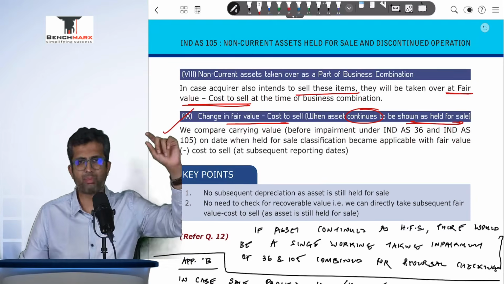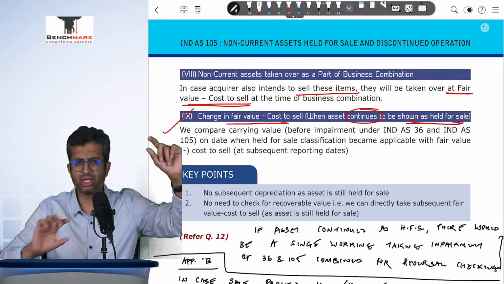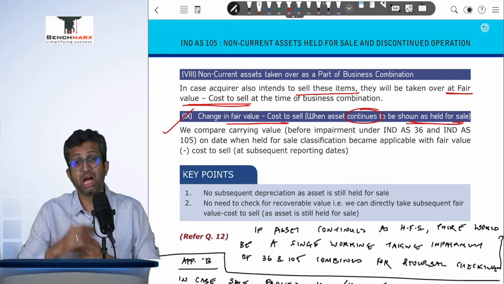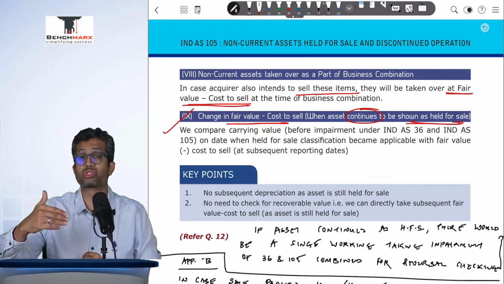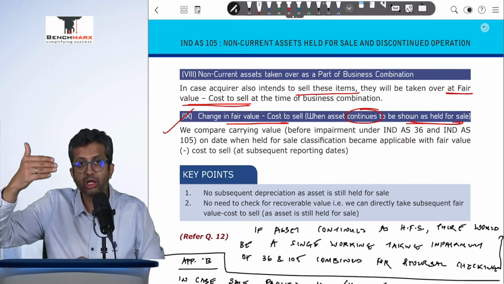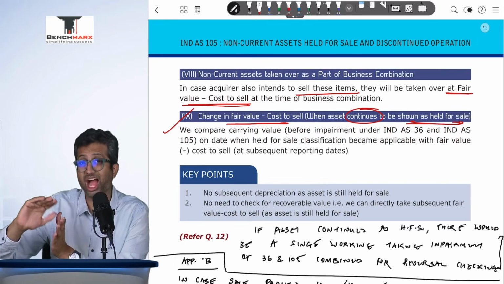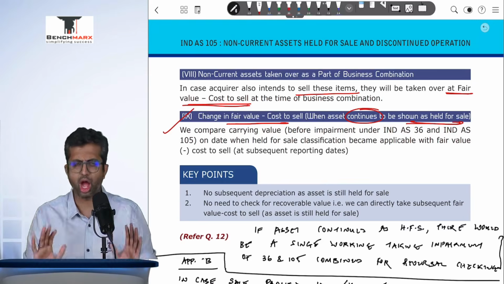Like earlier, my carrying value was 100, then I compared it with the fair value less cost to sell of 90, and hence I wrote off 10 rupees. Now later, let us say the fair value less cost to sell increased from 90 to 95, 98. Can I reverse this? Yes. Till the time I go up to 100, I cannot go beyond 100. Are we clear with this?